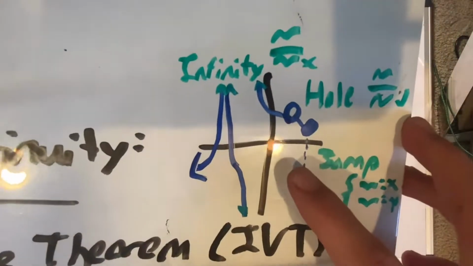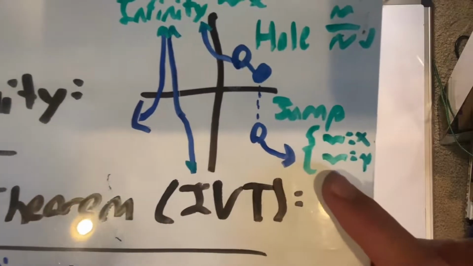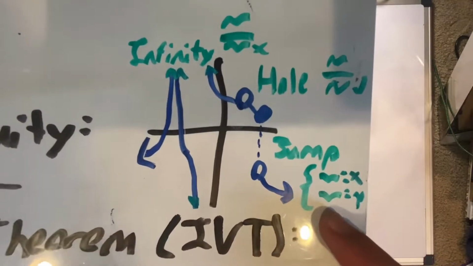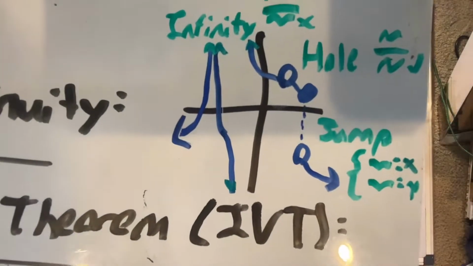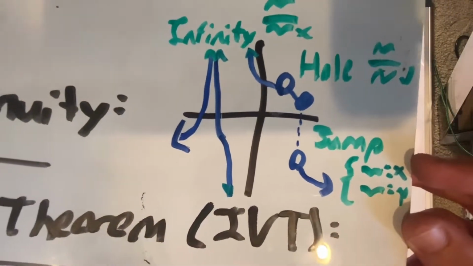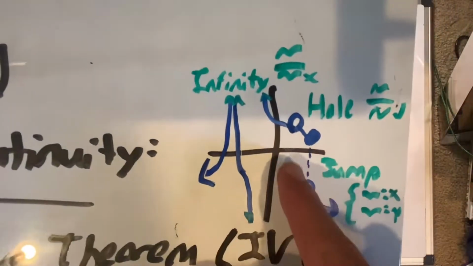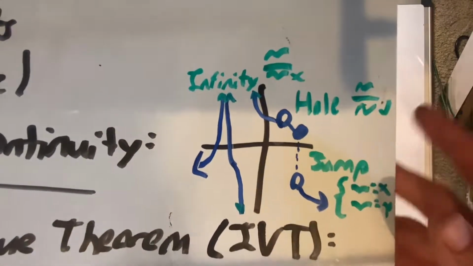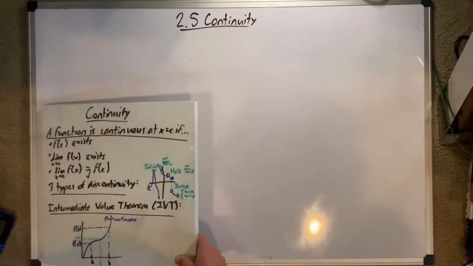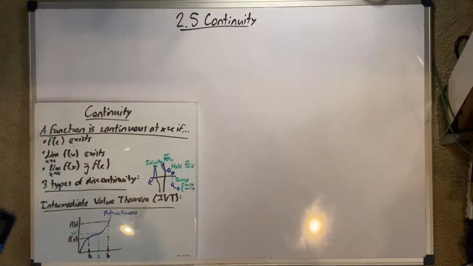So a jump here is you normally have when you have a piecewise function, where they equal different things. So they equal different things and also don't equal one another. So that would be called a jump. And that's also a form of discontinuity because even though the function continues, it's not a continuous line.